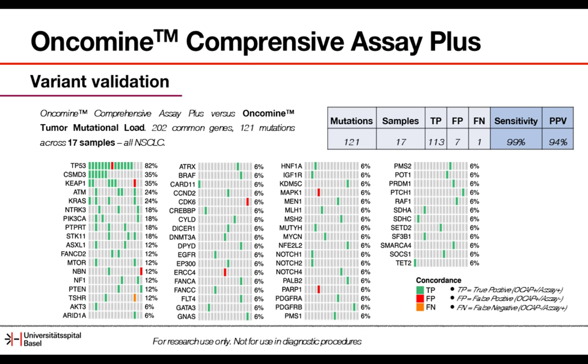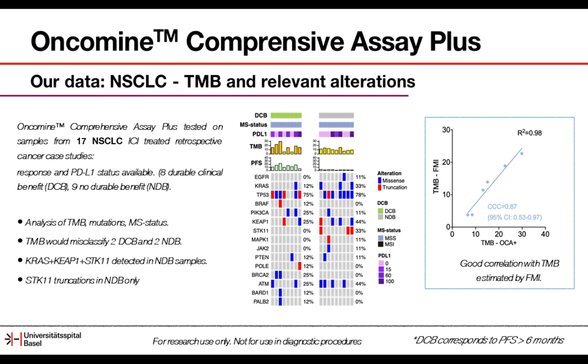If we go a little bit broader instead, we have analyzed 17 non-small cell lung cancer samples with the Oncomine Tumor Mutation Load assay, which is actually used for tumor mutational burden estimation, and we have validated it in our unit for this purpose, as well as for variant calling if samples are sequenced at an appropriate depth. And here you can see we have found 121 mutations across the 17 samples, and again also here sensitivity of the Oncomine Comprehensive Assay was 99%, and also positive predictive value was very high.